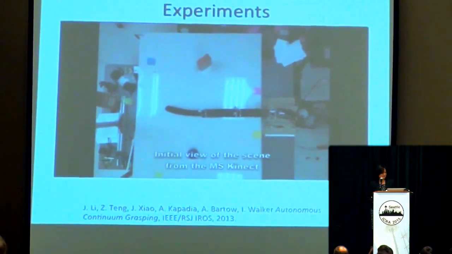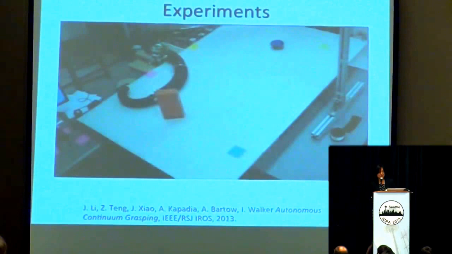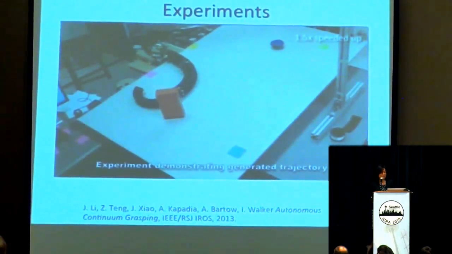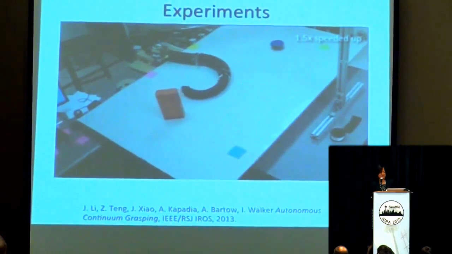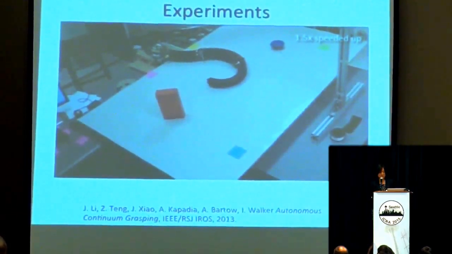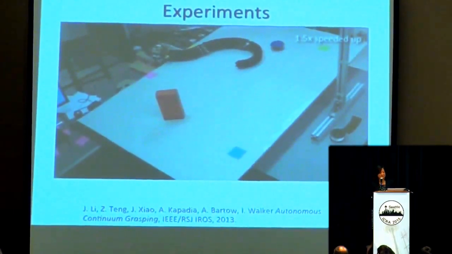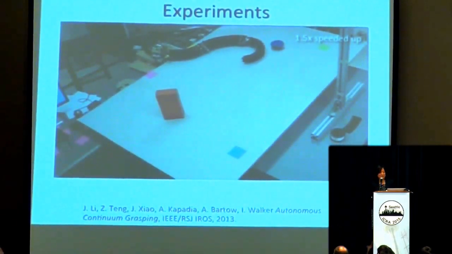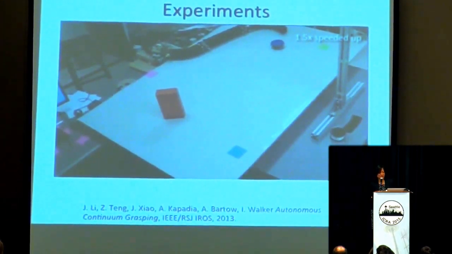And here's another example. And we put an obstacle in the way. So the robot will have to avoid this obstacle, a brick-like obstacle, in order to wrap around the target object. This is 1.5 times sped up, so it's not that bad. But because the robot is operating in an open loop in those experiments.